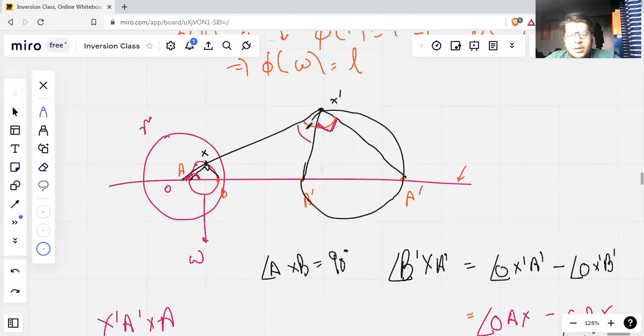Just bear with the figure. This is the circle with diameter A' B', unfortunately. So if you consider the circle with diameter A' B', X' should lie on that circle. So we get that image of this smaller circle omega. Omega' is also a circle, right?